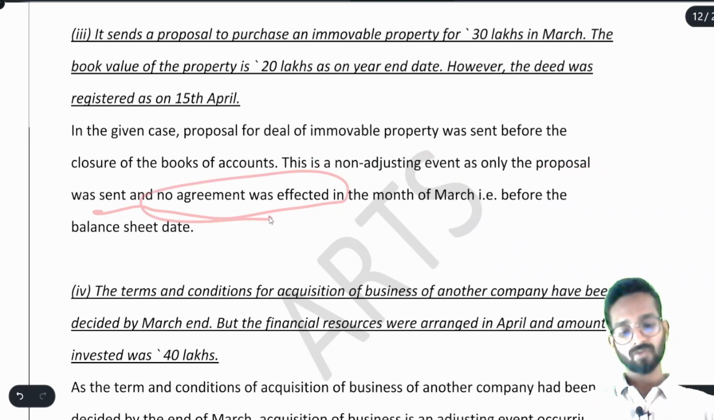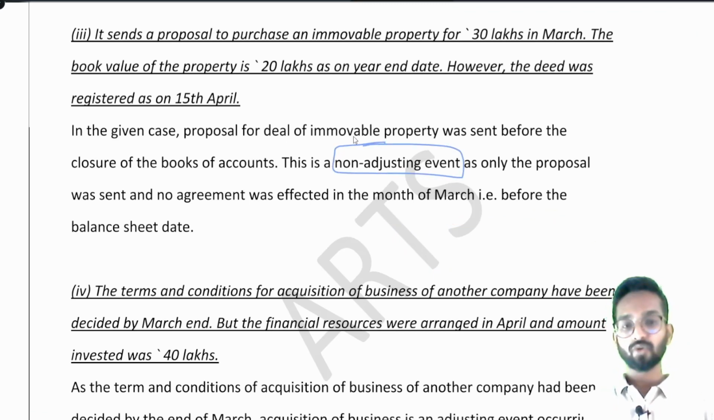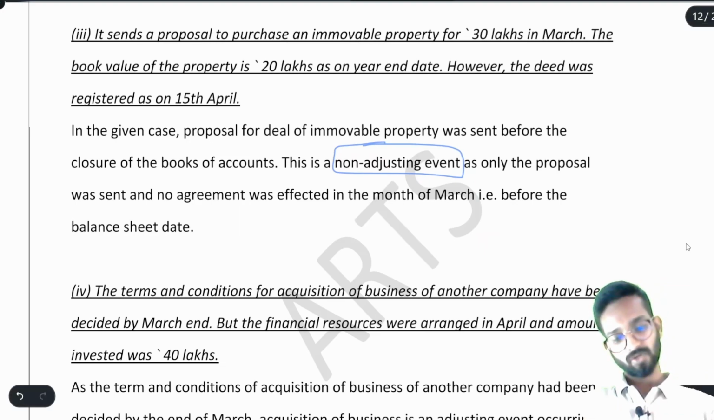There is no agreement, and no agreement was effected in the month of March, that is, before the balance sheet date. So, you can say it is a non-adjusting event. Why? I have already told you this in the previous question. See, if there are just negotiations, if there are just proposals, they are of no use unless there has been some paperwork or there has been a transfer of amounts. Okay. So you can say it is a non-adjusting event.